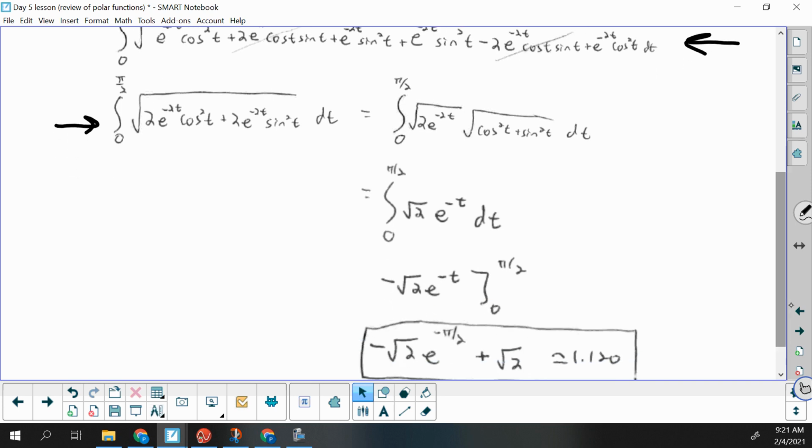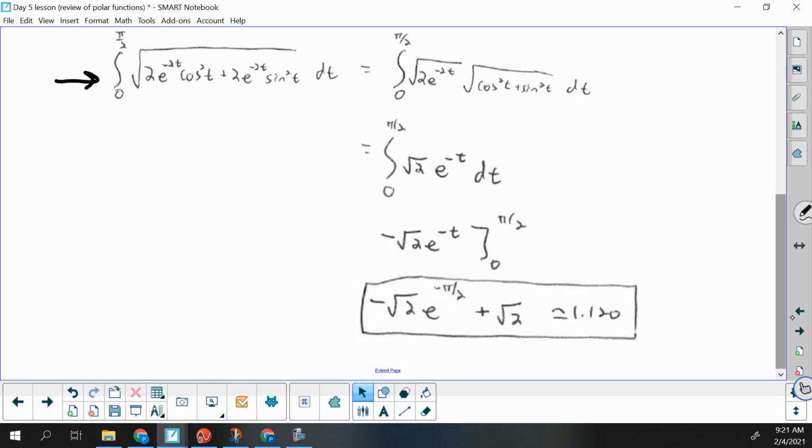Your antiderivative of e to the -t is minus e to the -t, so we get the negative radical 2 e to the -t. Fill in your pi over 2 and 0, and you got your exact form, and then you got it rounded to 3 places.